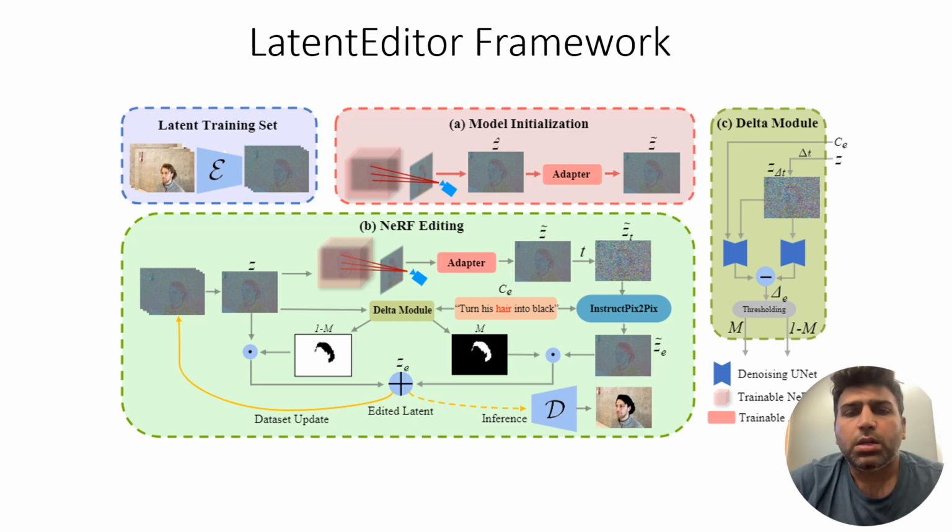This is the complete framework for LatentEditor, which can be divided into three parts. The first part is converting RGB images into latents. The second part is model initialization, where a NeRF model is trained on original latents with the help of the adapter. And the final stage is achieving NeRF editing or 3D scene editing, where we use the Instruct Pix2Pix backbone, but modulate its noise estimates using our delta module to achieve local edits. So the end-to-end framework is operating in latent space and localized 3D editing is being achieved.